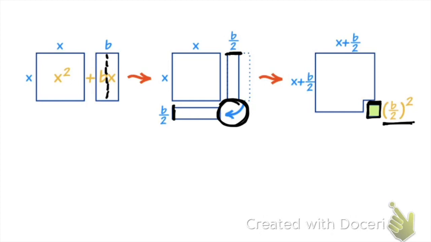So what we're doing here is we're going to take something that's currently a rectangle shape, add a little piece onto it, and in the end it's going to be a square.